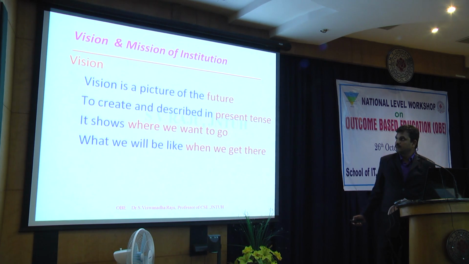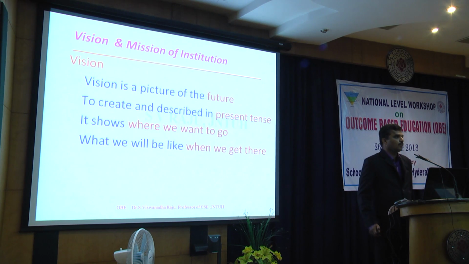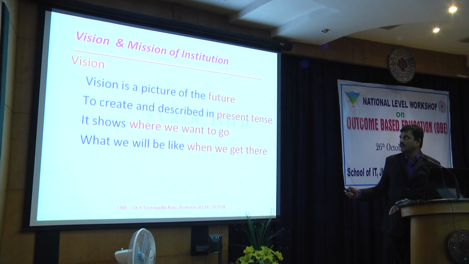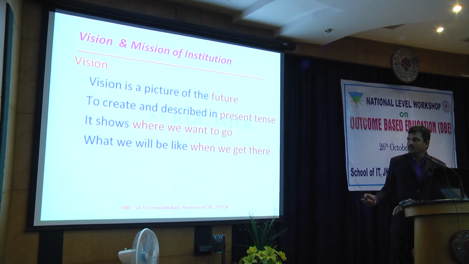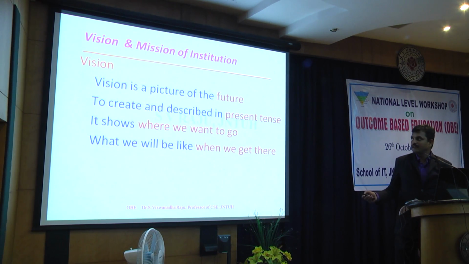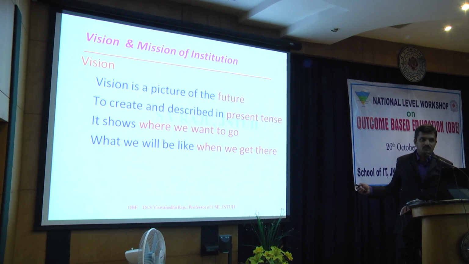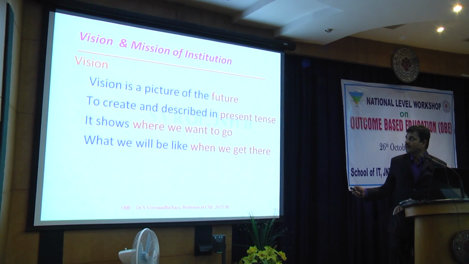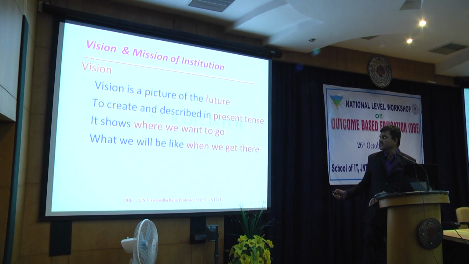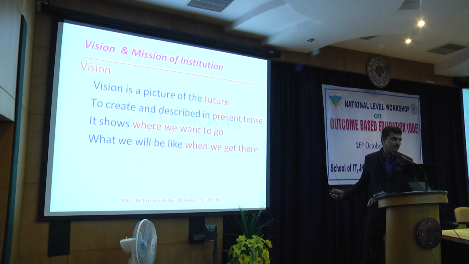So let us see vision. What is vision? How to frame the vision. Vision is a picture of the future. You might have some vision, I also might have some vision. I should get some international recognition, that is my vision. Everyone has some vision. It is saying the future of that program or maybe that college. It has to be created and described always in the present tense, because when you are defining the vision, that could be for the next 10 or 20 years. So you should make the statement in the present tense only.